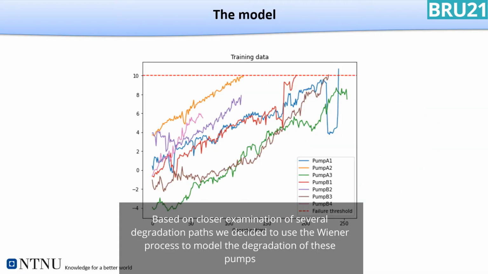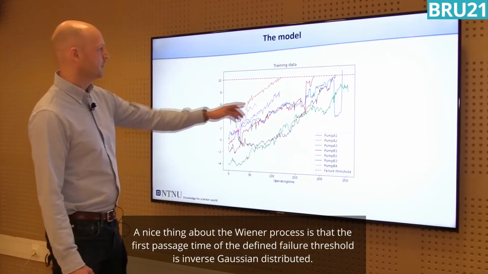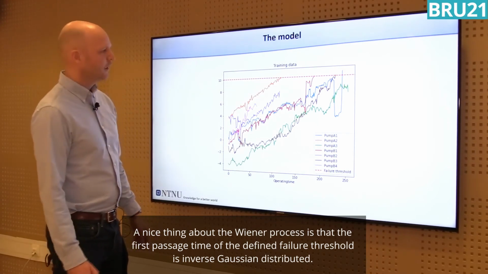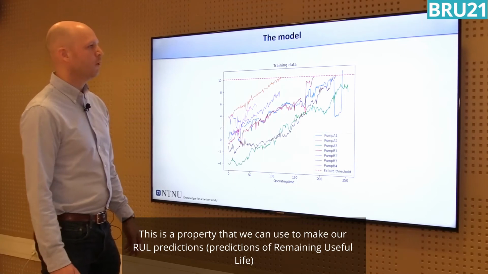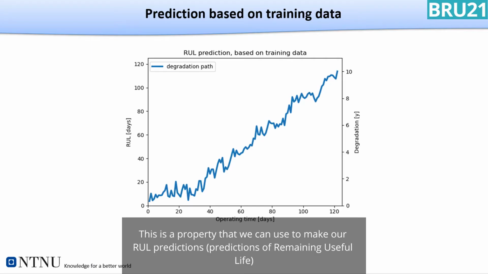By closer examination of several degradation paths, we decided to use the Wiener process to model the degradation of these pumps. A nice thing about the Wiener process is that the first passage time of the defined failure threshold is inverse Gaussian distributed. This is a property we can use to make our RUL predictions, or the predictions of the remaining useful life.